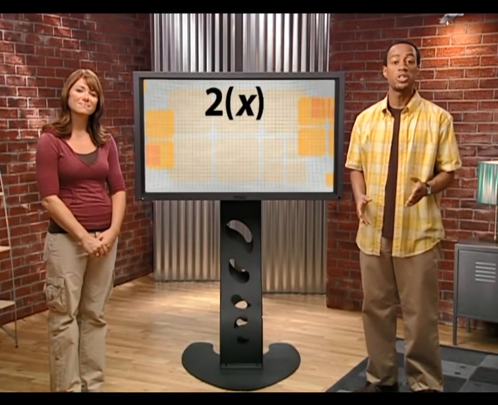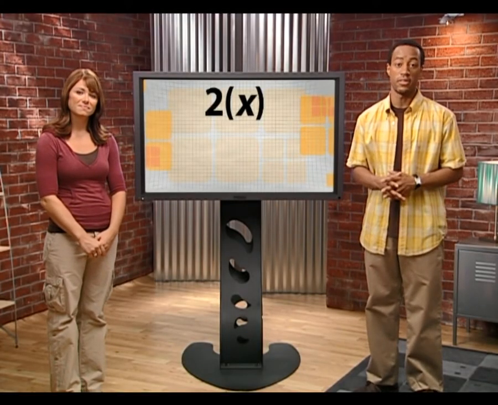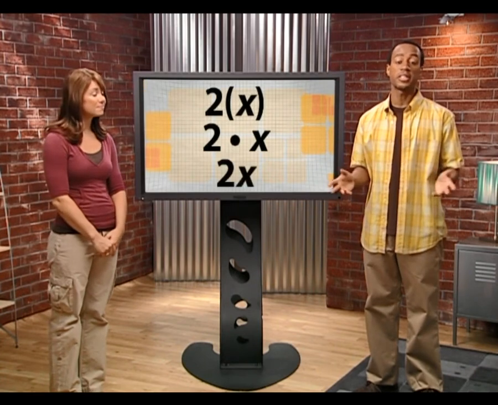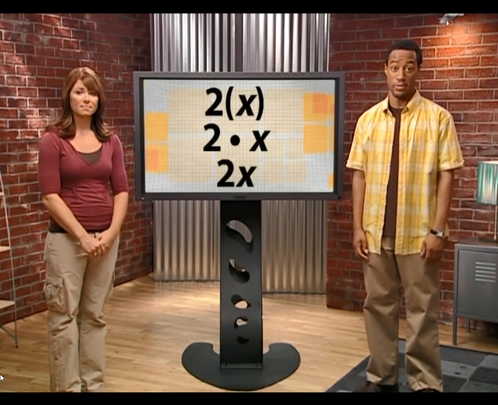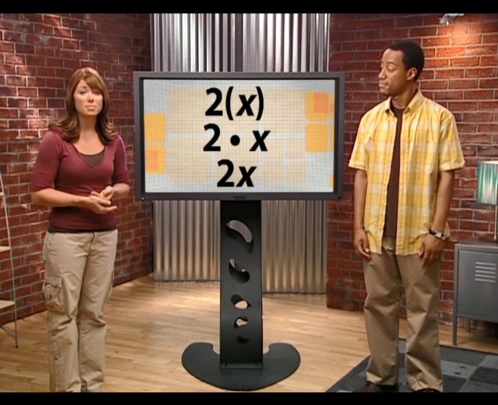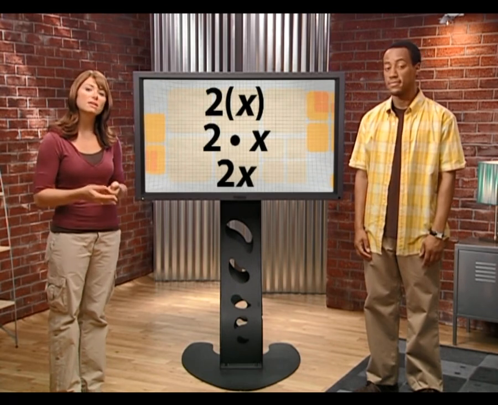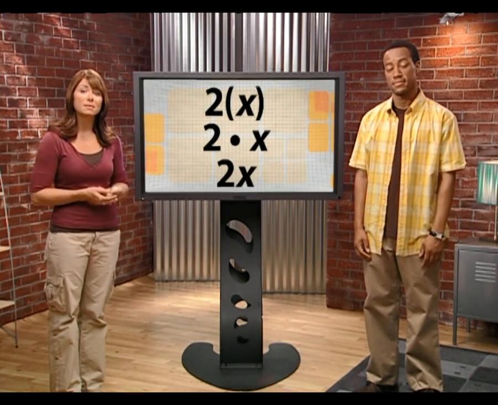In algebra, we show multiplication by using parentheses, or a middle dot, or even just by writing the factors right next to each other. And you can choose anything you want to be the variable, as long as you clearly define what the variable represents. Most often, letters are used for variables.